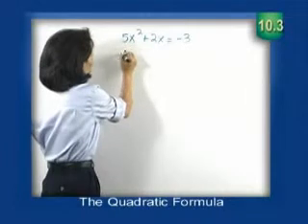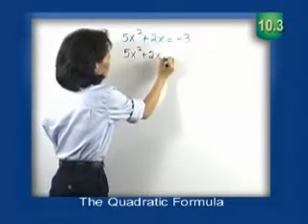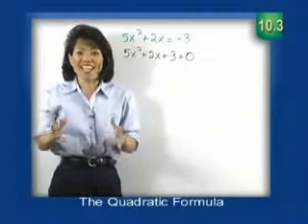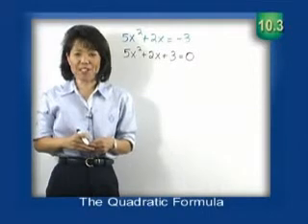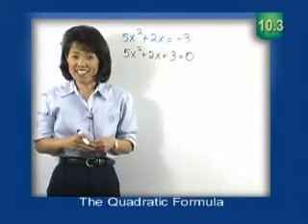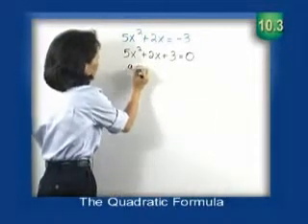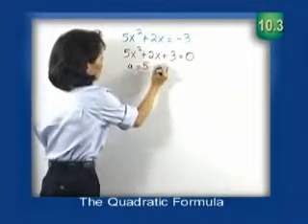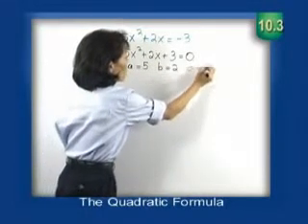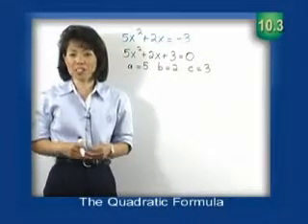That gives us 5x squared plus 2x plus 3 equals 0. Now that we're in standard form, we can easily identify the values for a, b, and c in our quadratic formula. I hope you can see easily that a is equal to 5, b is equal to 2, and c is equal to 3. Now, do you have the quadratic formula in your mind?